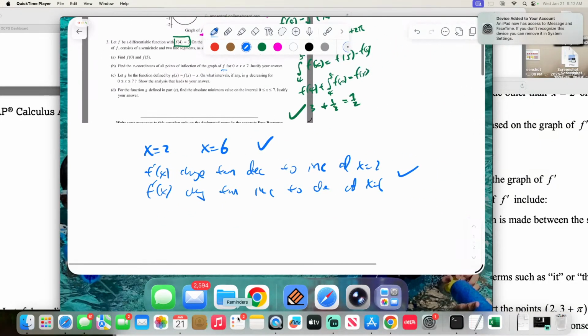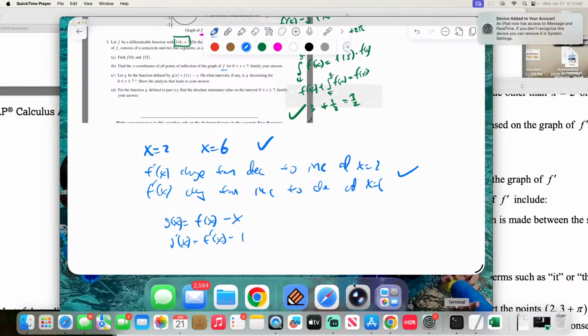Now for this question, it says g is a function, g of x. So if you write down g of x equal to f of x minus x, g prime of x equal to f prime of x minus 1, just by writing this down right here, you get a point. So please write it down. I'm sorry, just write stuff down. Because if you write it down, they give you a point.